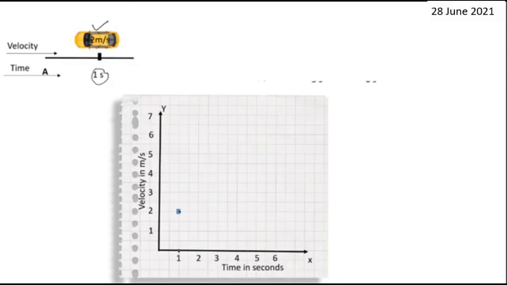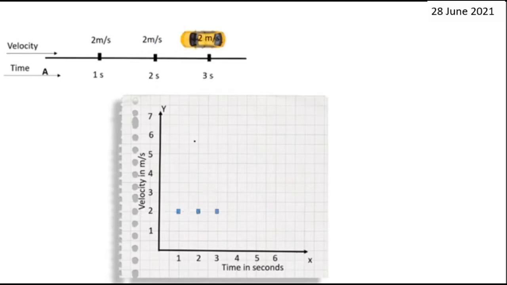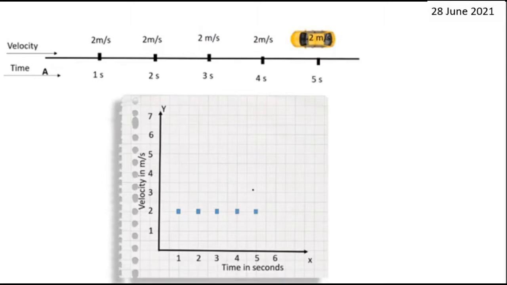Please see this. I have taken 1 second here and 2 meter per second is on the y-axis, so the point should come here. And as we go ahead, you will find the velocity of the car remains the same. Even at 2 seconds, its velocity remains the same at 2 meter per second only. In the same way, at the third second, we have got a velocity again 2 meter per second, and so on.